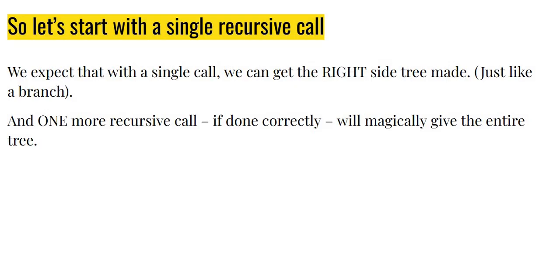We will get started with a single recursive call so that we can get the right side of the tree made, just like a branch. And this is exactly what we have been doing with the square pattern. We'll come back to this in the next video, but I hope you're following the thought process because that is the most important part of it. Once the thought process is clear, the code just naturally follows.